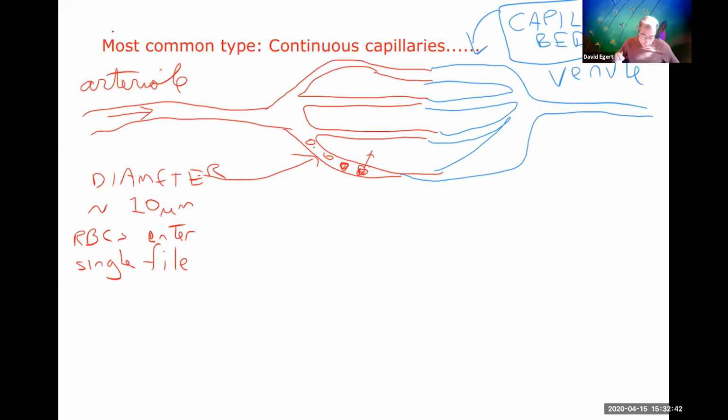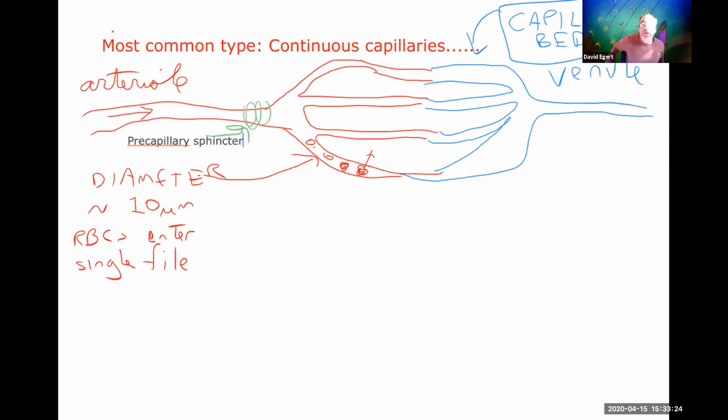Other things that are important here. There are little precapillary sphincters, smooth muscle that will regulate the entrance to the capillary bed. So precapillary sphincter, smooth muscle, does a couple of things. One thing is this precapillary sphincter can determine whether or not the blood enters the capillary bed at all, right?